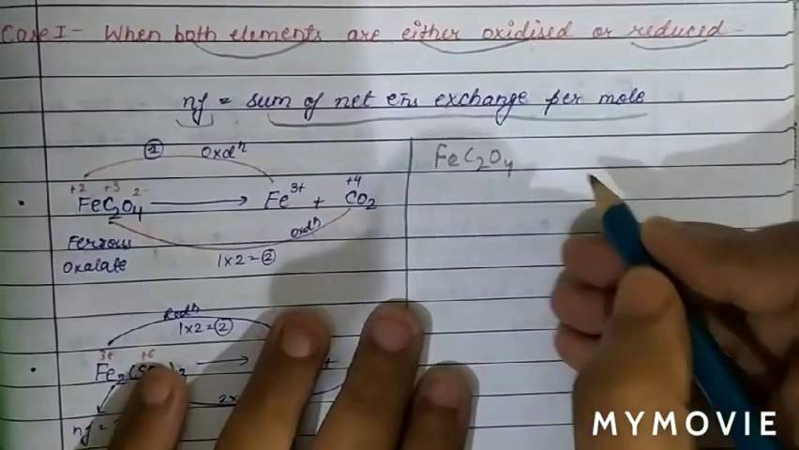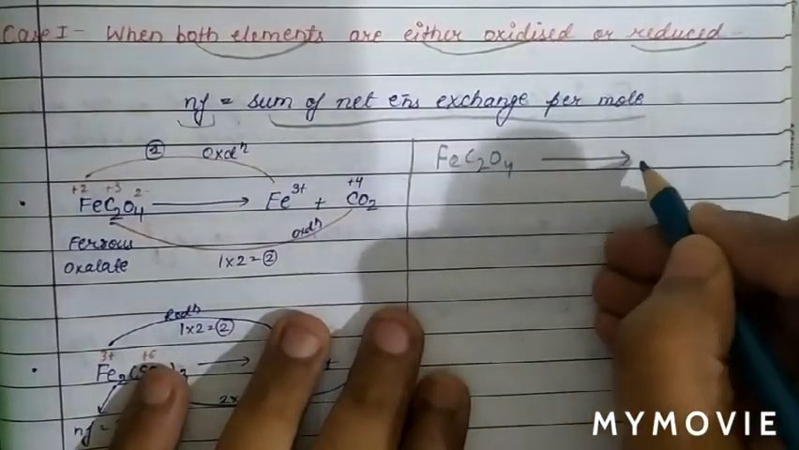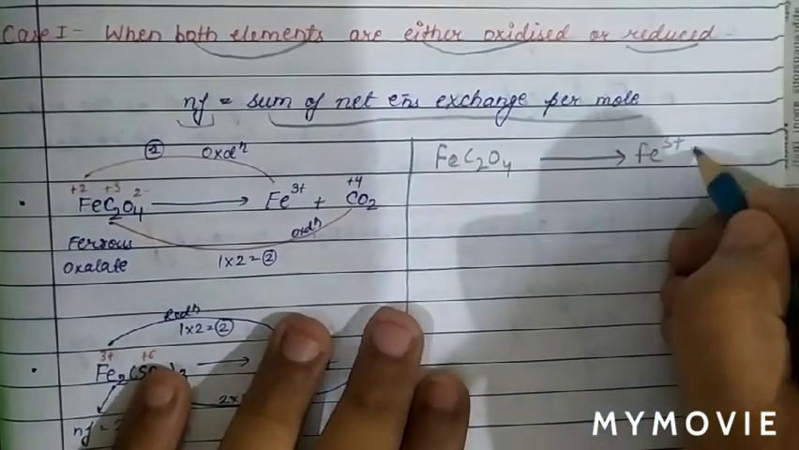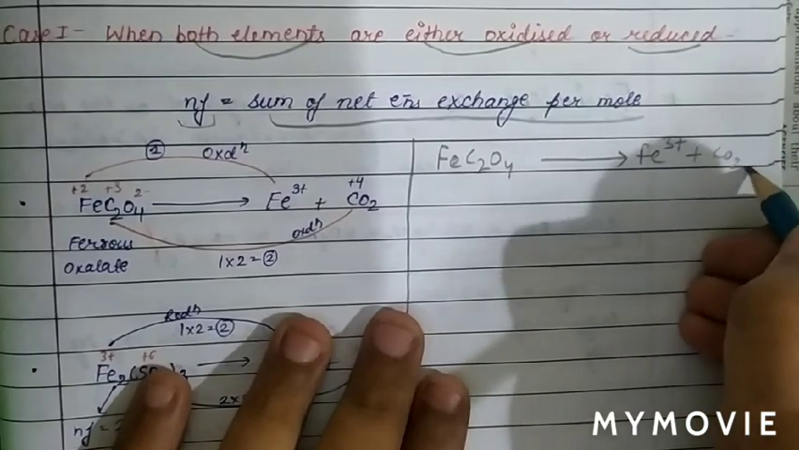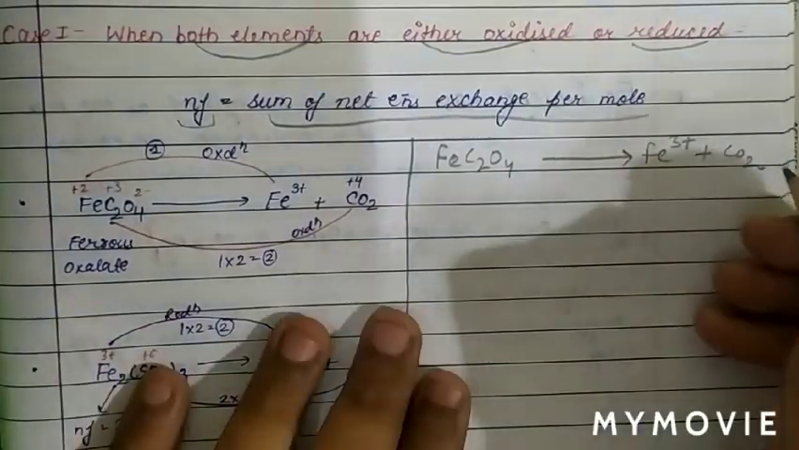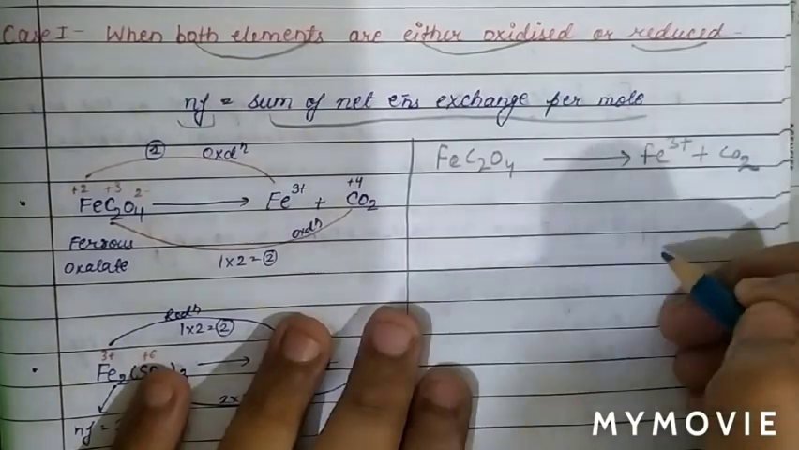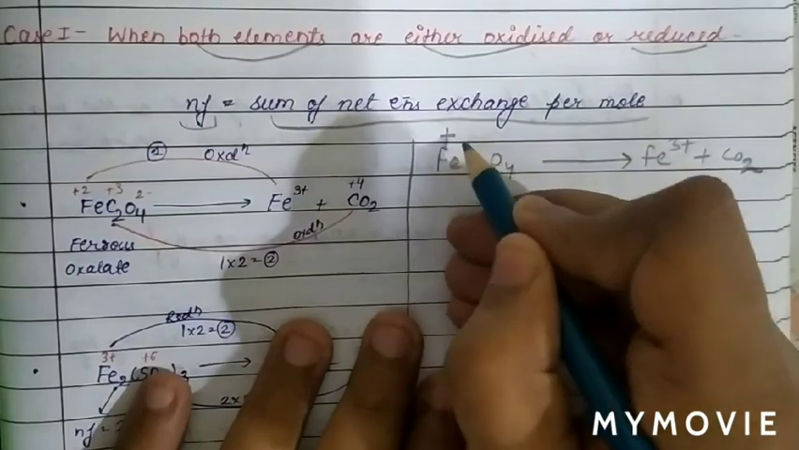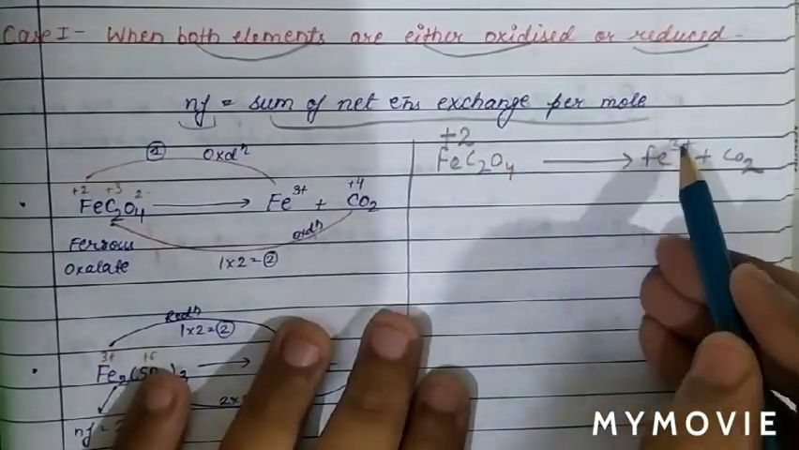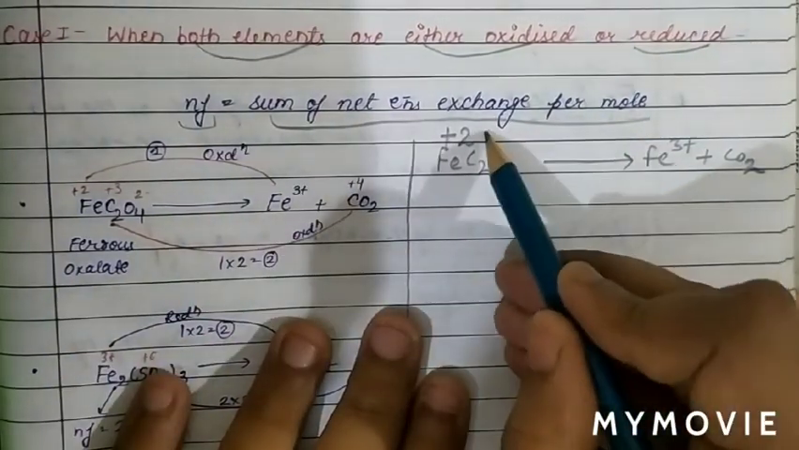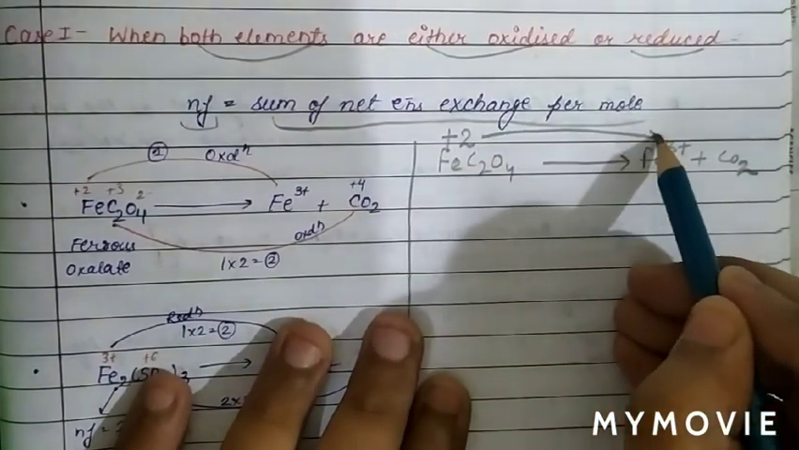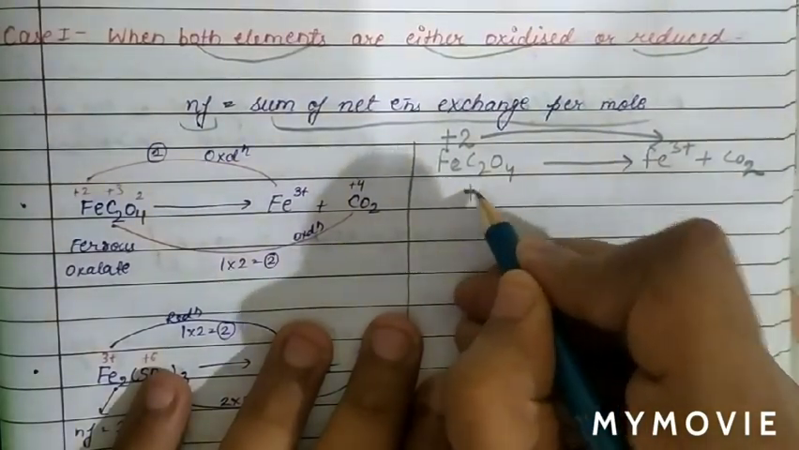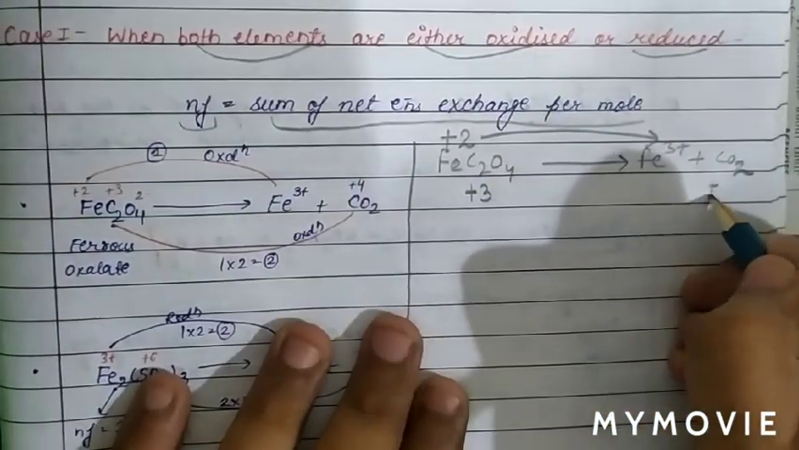The oxidation state of iron changes from +2 to +3, meaning an increase in oxidation number. And the oxidation state of carbon in oxalate is +3 and in CO2 is +4. It means an increase in oxidation number. So this is the case in which both elements are oxidized. Iron is oxidized from +2 to +3 and carbon is also oxidized from +3 to +4.